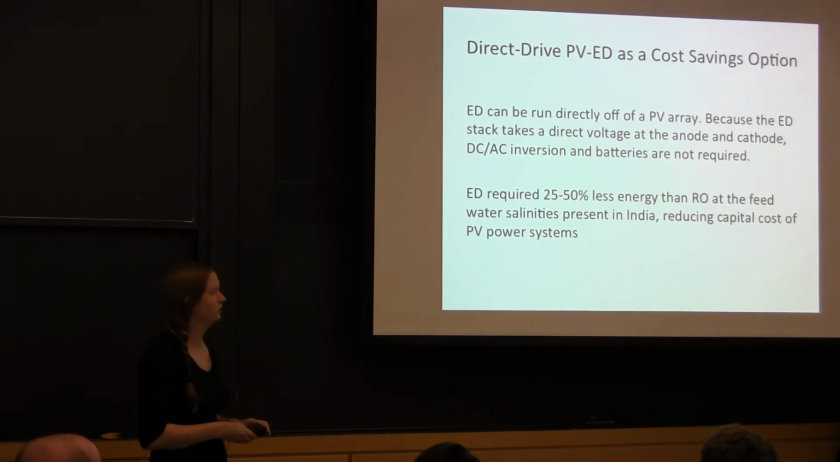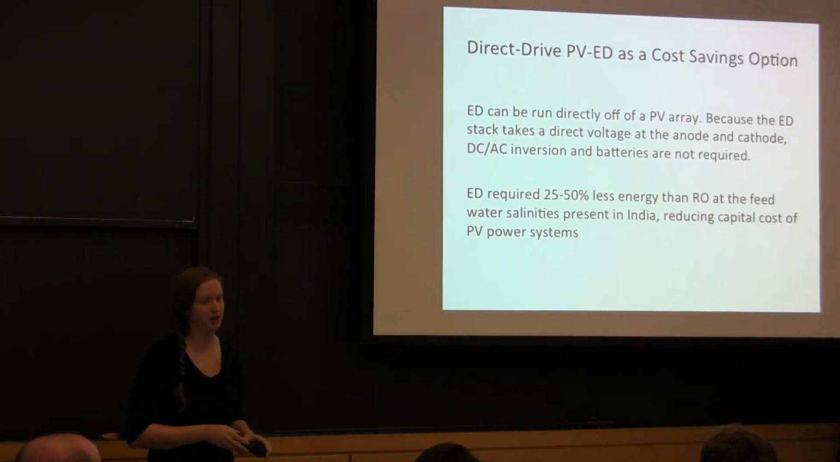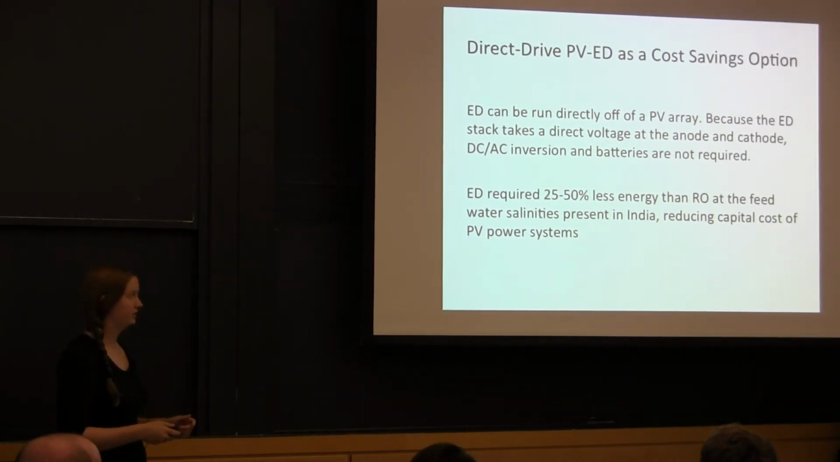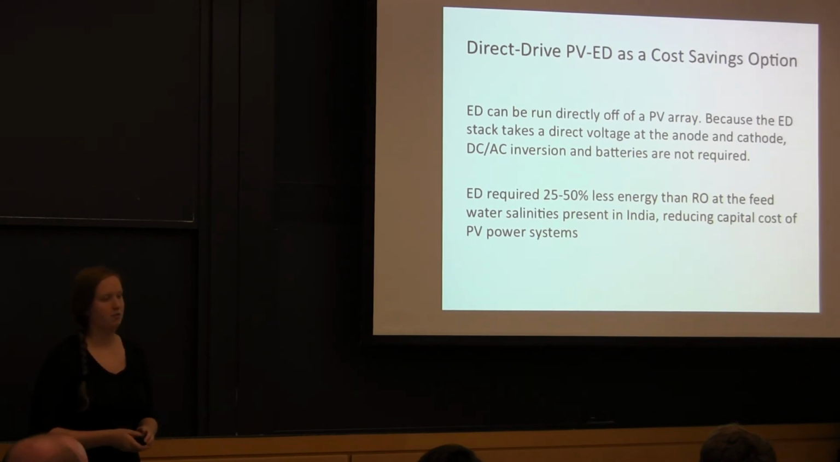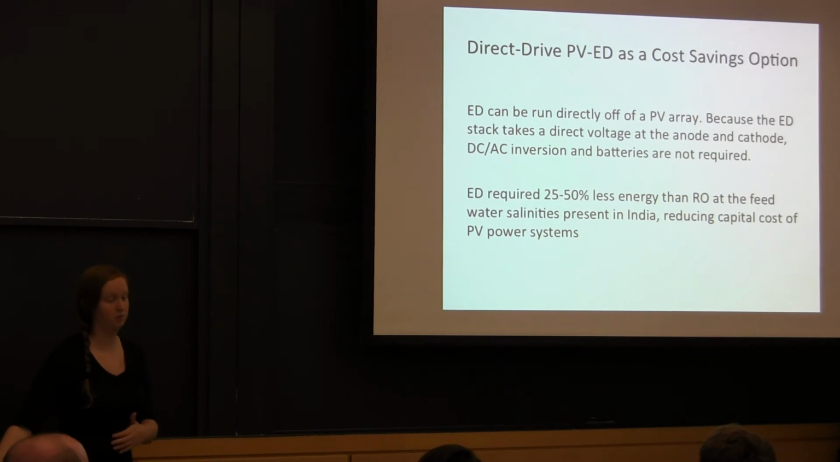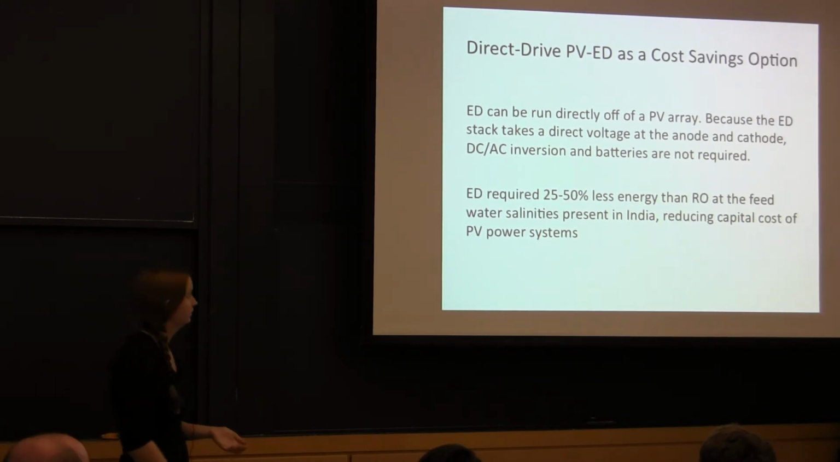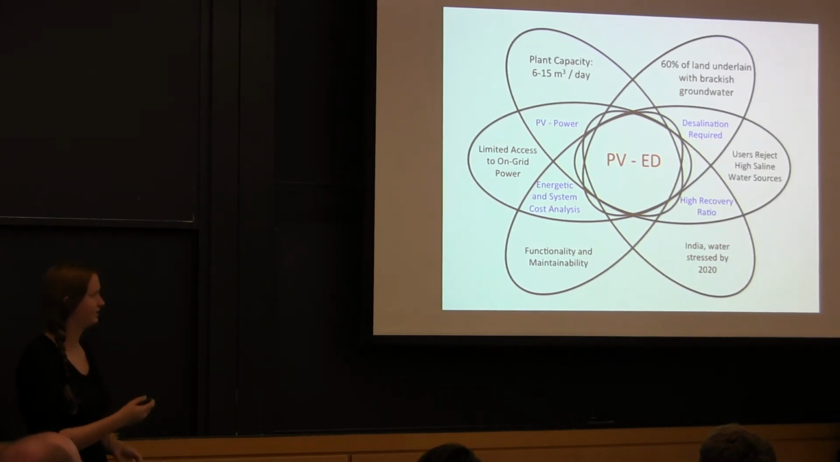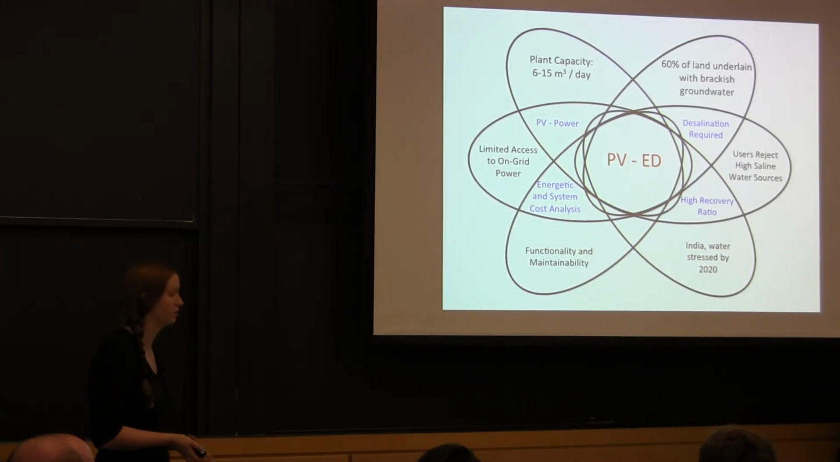Whether you can actually remove the batteries or not and drive it directly off of the PV panels, or remove a lot of the batteries, that in and of itself would remove some of the cost for an off-grid system. However, even without that, since it requires about 25 to 50% less energy, we feel that the power system in an off-grid setting would be about 50% of the size. So that's what led to our decision to move forward, at least investigating PV-ED as an option.